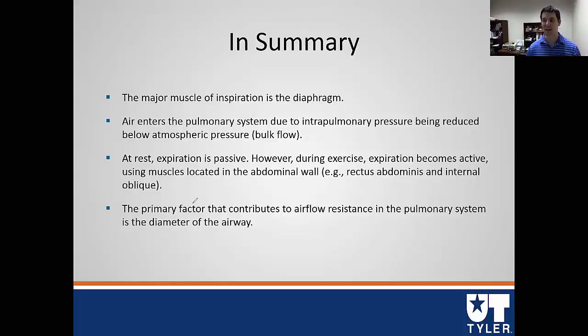However, we can have active expiration during exercise or hyperventilation, where we use muscles in the abs as well as the internal intercostal muscles in the ribs to help assist. And then ultimately, for the most part, the primary factor that contributes to airflow resistance is the diameter of the bronchioles. For most people, this doesn't cause a problem, but in certain diseases it can be problematic, as with asthma, as we talked about.